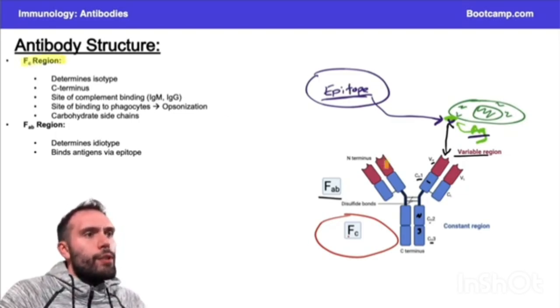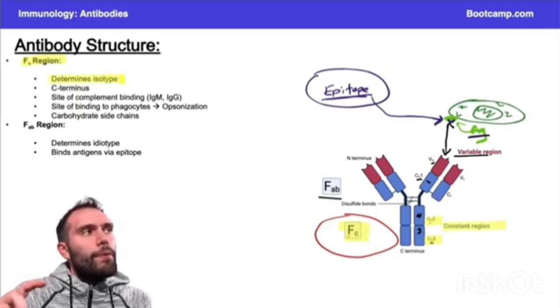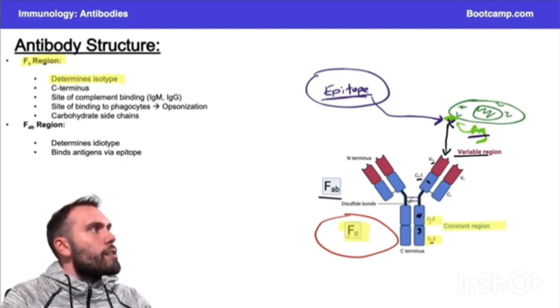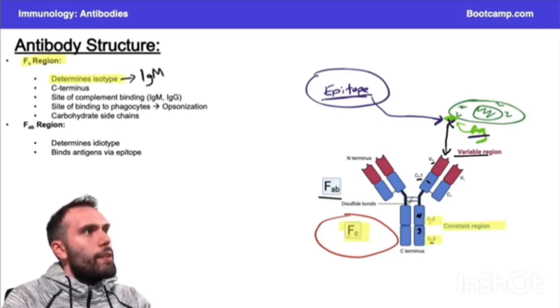So the Fc region, again, the Fc region down here is basically going to consist of our heavy chains, right? So we have some of our heavy chains in the constant region, and this is going to determine the isotype of this antibody. In other words, when we say isotype, we're talking about things like IgM, IgA, IgE, all of these different immunoglobulins. So again, isotypes, you have your IgM, IgG, IgE, these are all different isotypes of the antibody.